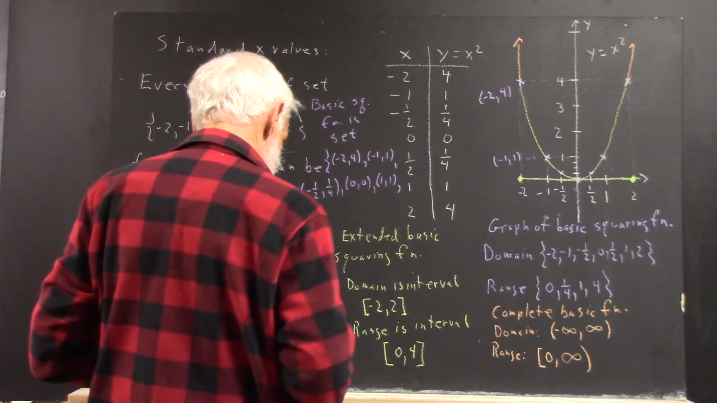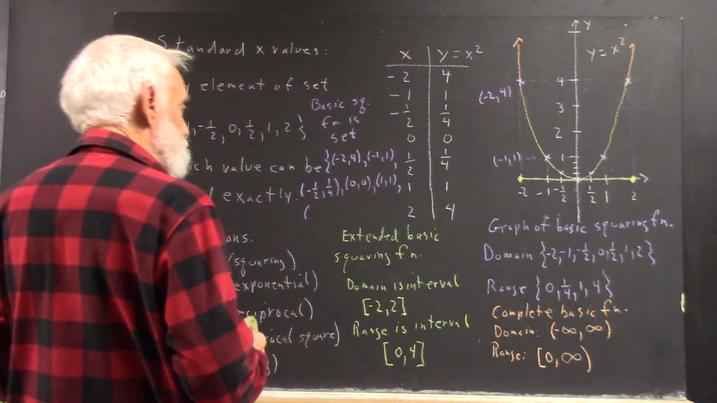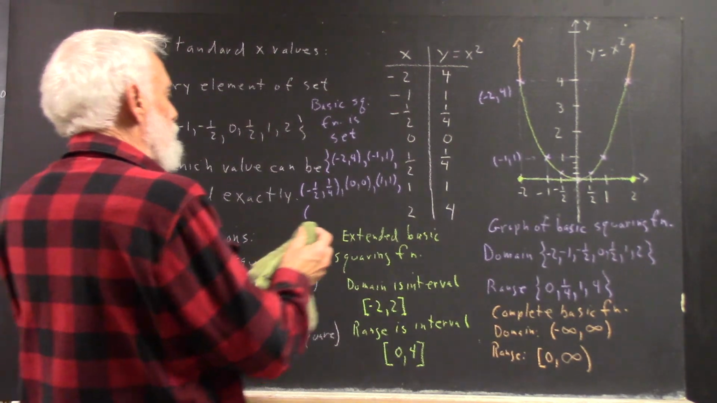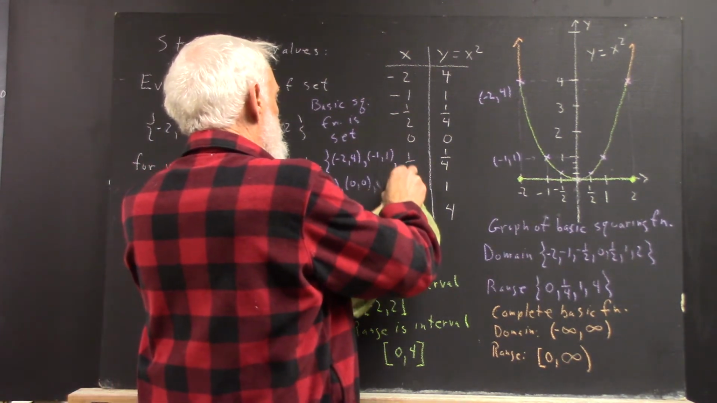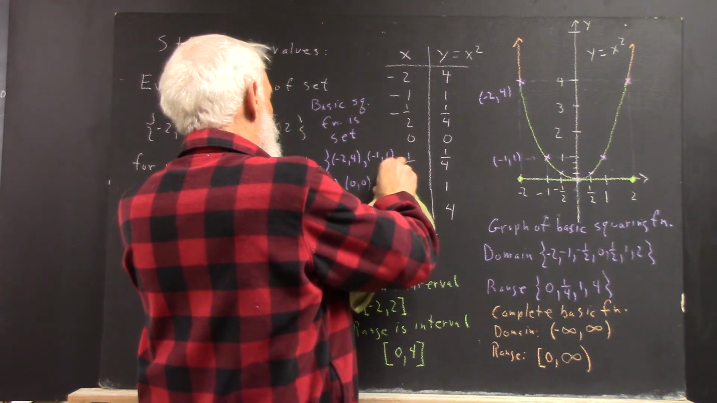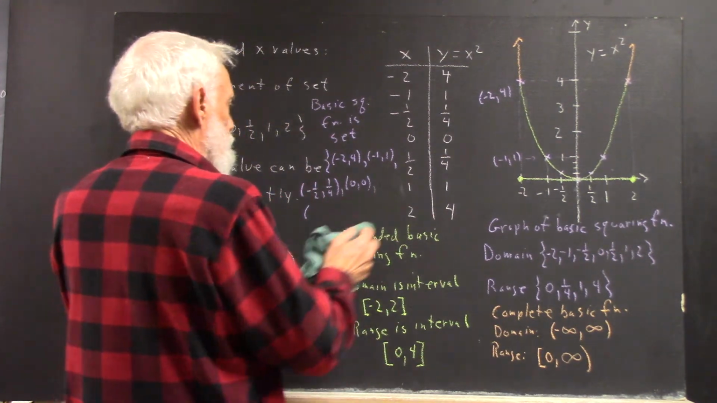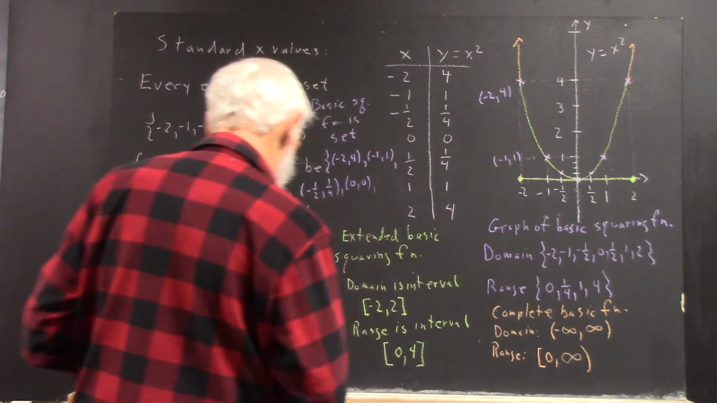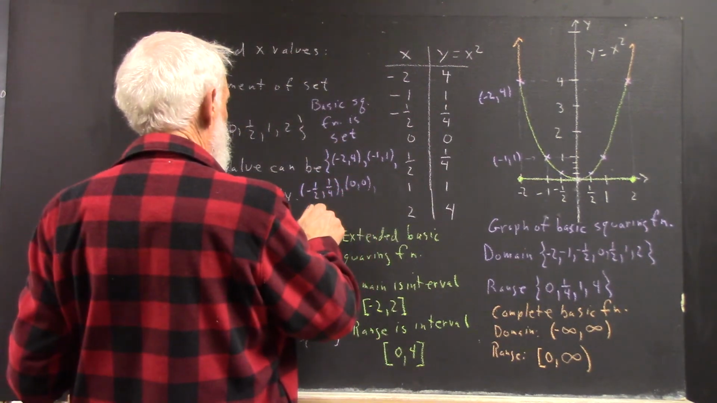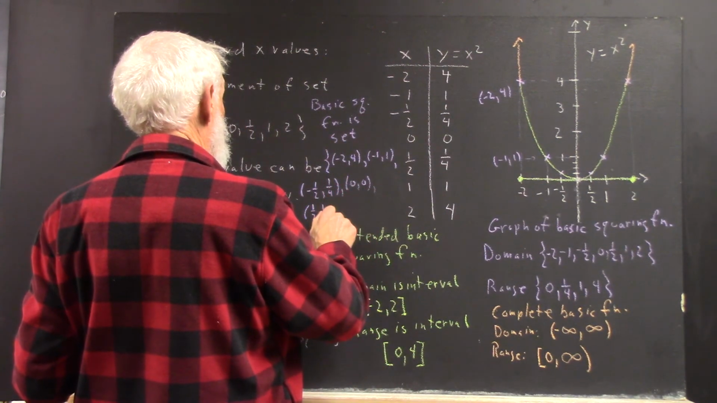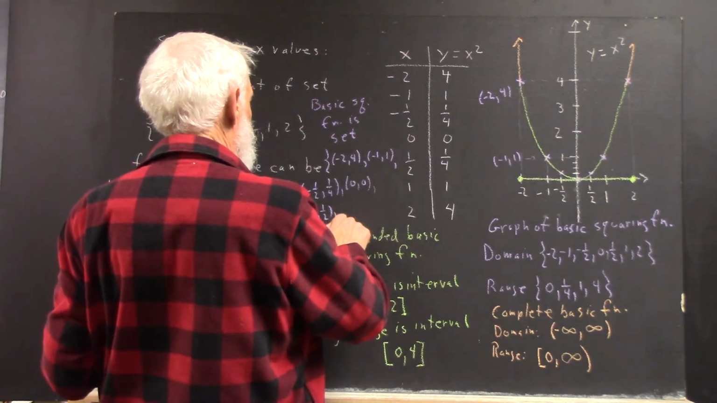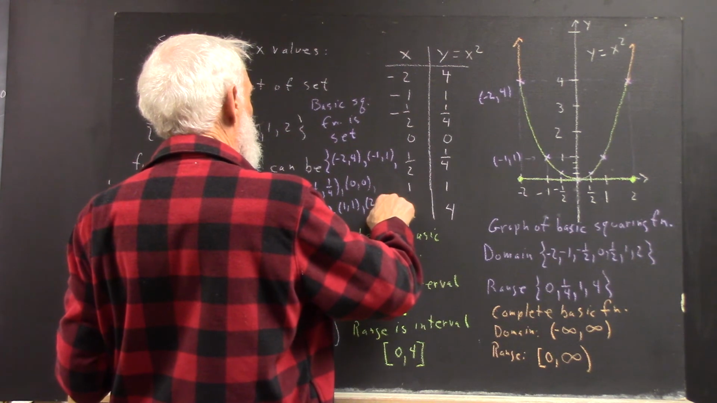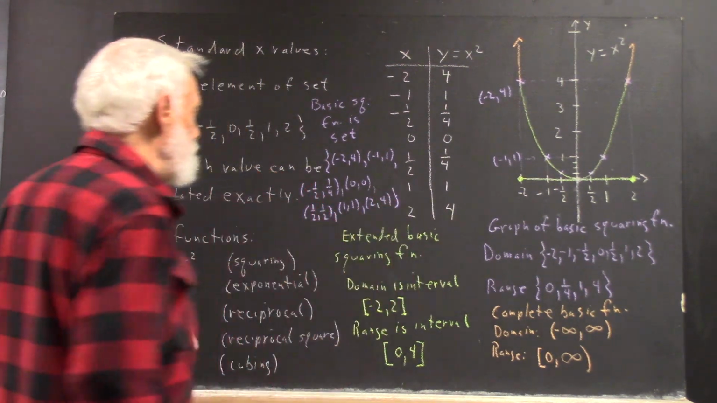Uh-oh. I went and got careless again. Okay. Gonna erase that. And try to clean it up a little bit. Okay, we have, before we get to 1, 1, we have 1/2, 1/2, 1, 1, and 2, 4.